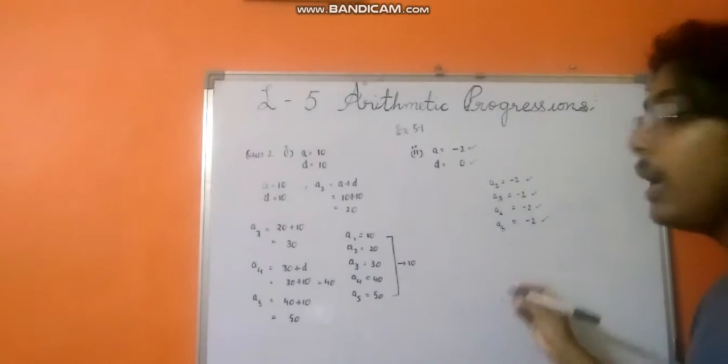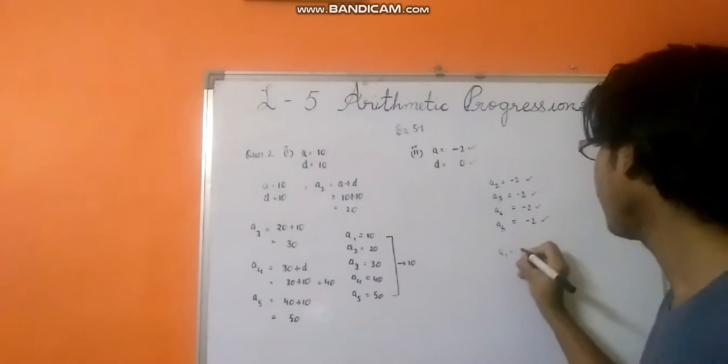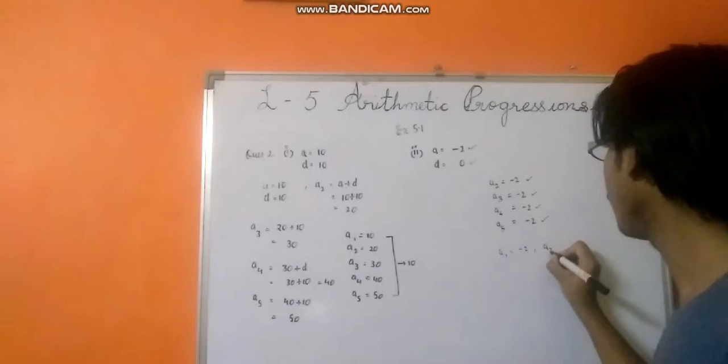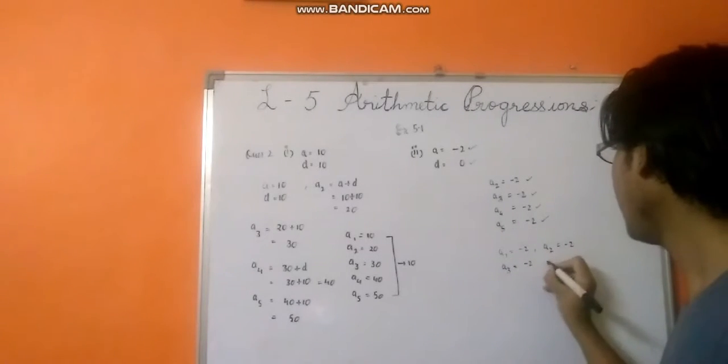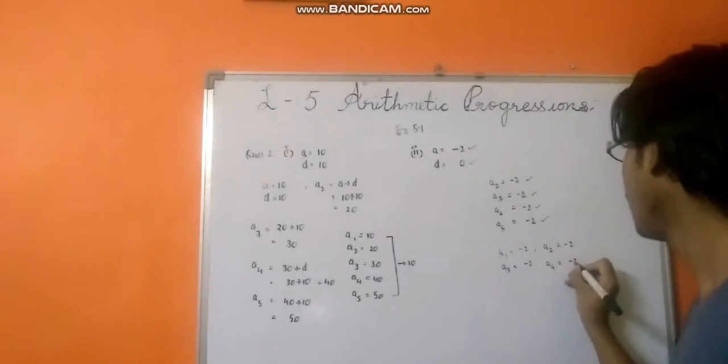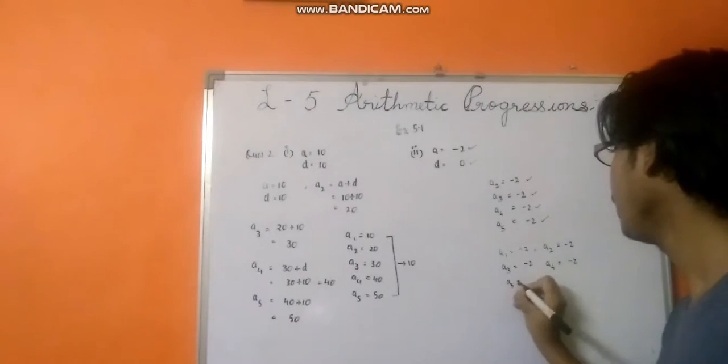So the terms would be A1 would be minus 2, your A2 would be minus 2, A3 would be minus 2, A4 would be minus 2 and A5 would be minus 2.